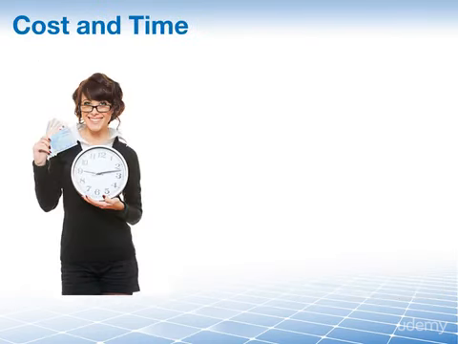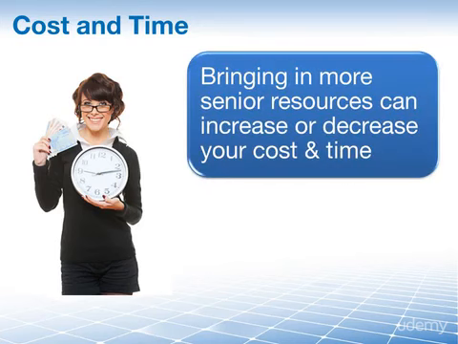Cost and time are closely associated with each other. The more time an activity takes, the more expensive your project becomes. If you have an activity that is scheduled to be completed in 2 weeks and you budget for 2 weeks, what will happen when the activity takes a month or longer? Well, your cost will go up. Certain resources are more efficient at completing activities than others. Bringing more senior and more expensive resources on the project can increase or decrease your cost. It all depends on the circumstances.